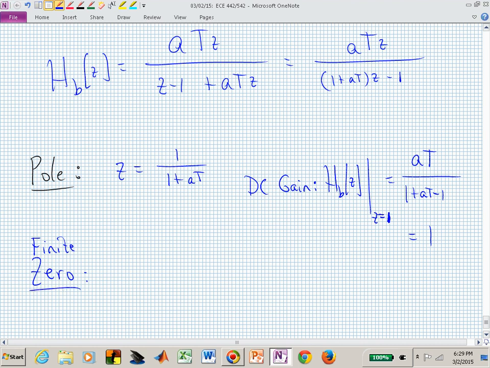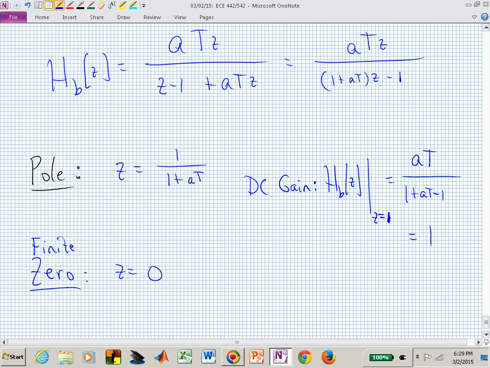Are there any finite values of z that cause h sub b of z to vanish? And there is, isn't there? Now you can let z equal 0. You're now at the origin in the z-plane, and that's now a finite 0. This has a little bit different pole-zero configuration, but it's an approximation of the low-pass filter.